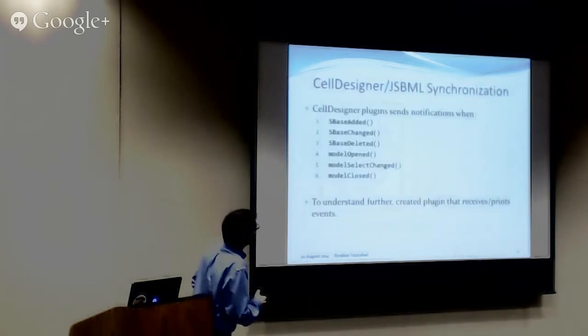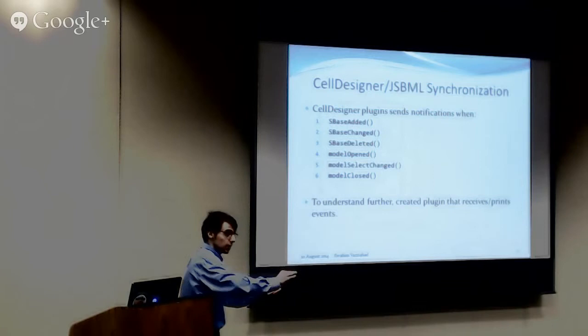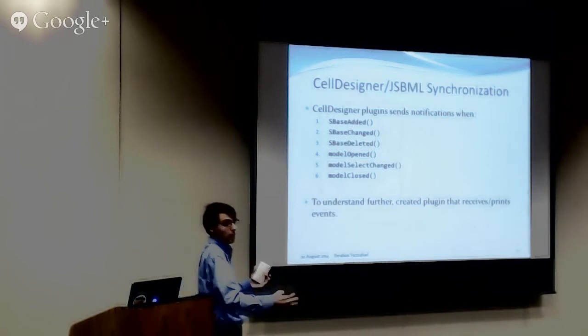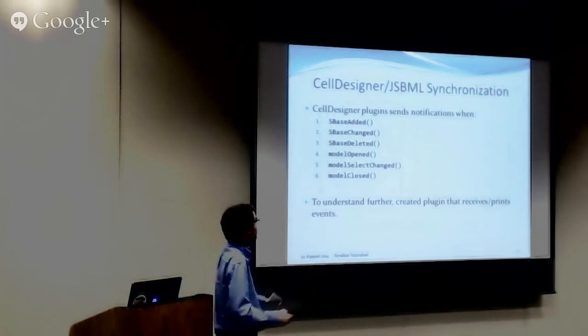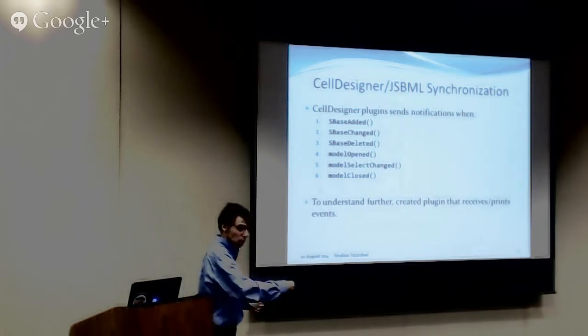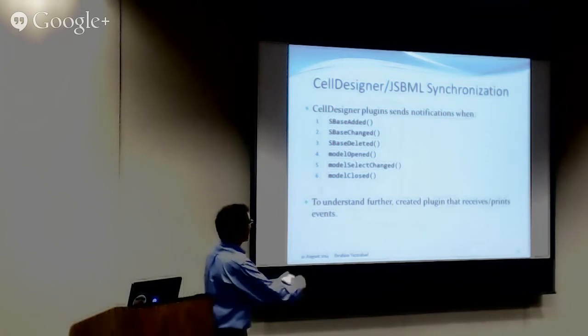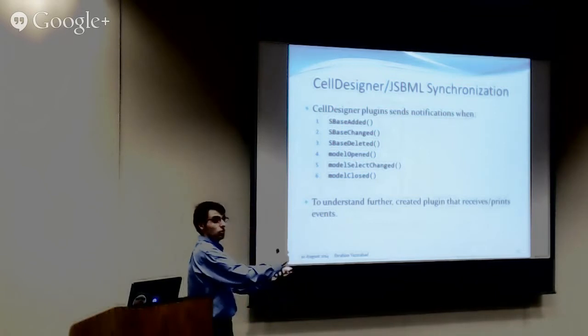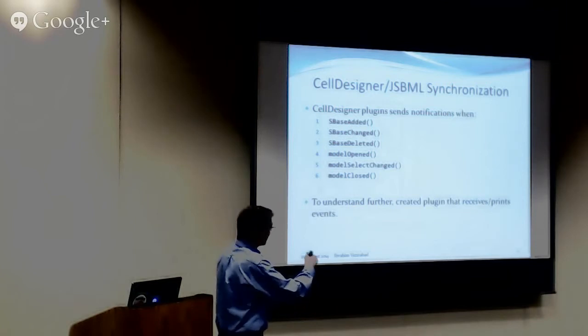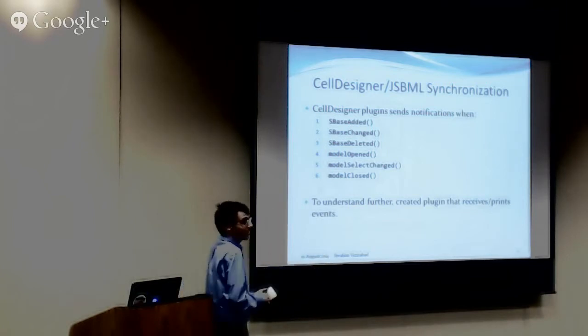So, once the layout portion of the project was completed, we moved on to the second portion of the project, which was the CellDesigner and JSBML synchronization. The CellDesigner plugin sends events or notifications when a CellDesigner model element is added, changed, or deleted, or when the current model is opened, closed, or selected.